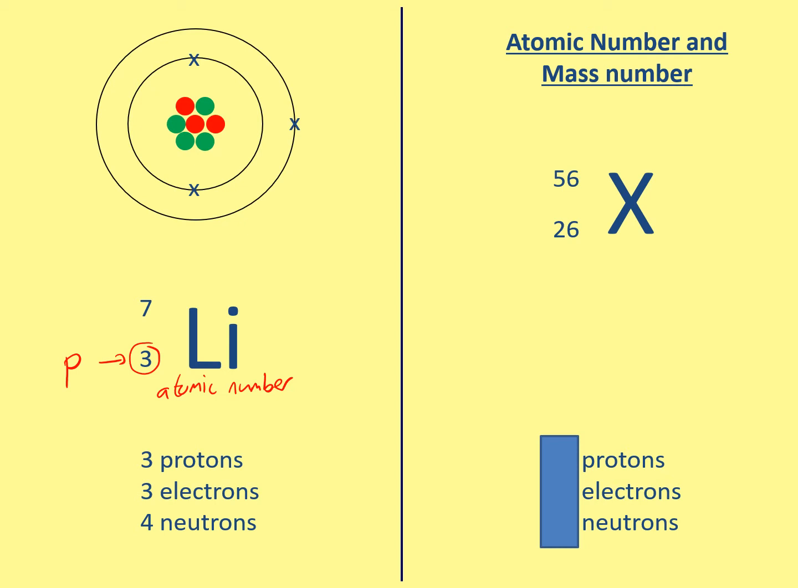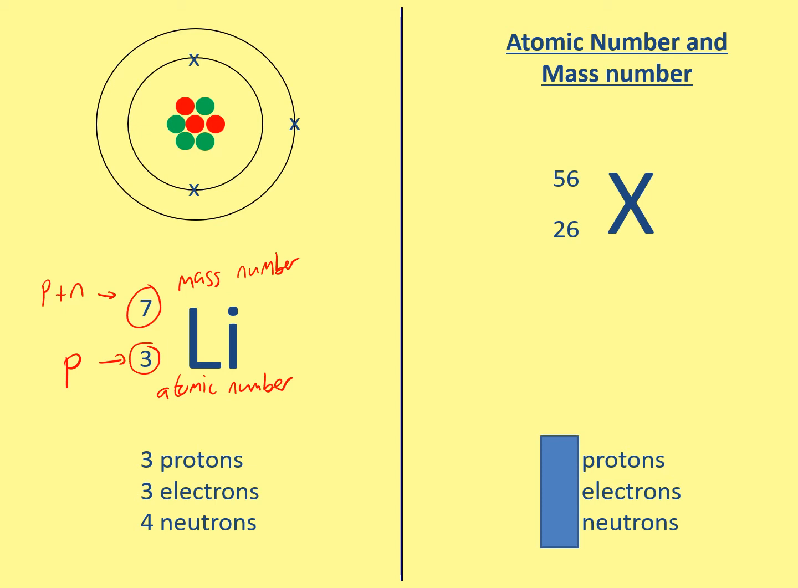The top number is your mass number. And your mass number is the number of protons and neutrons. So that's everything in the nucleus. So your bottom number is just protons, and the top number is protons and neutrons. So therefore, we can easily work out how many neutrons are in the atom. Because if we know that there are 7 things in the nucleus, and 3 of them are protons, then it's easy to work out that we have 4 neutrons.